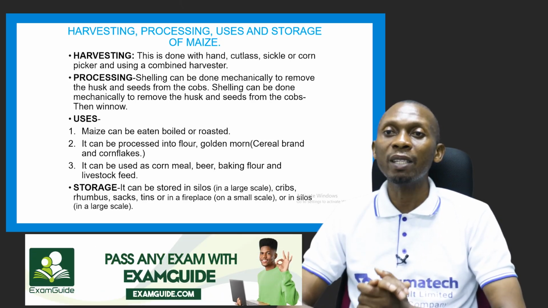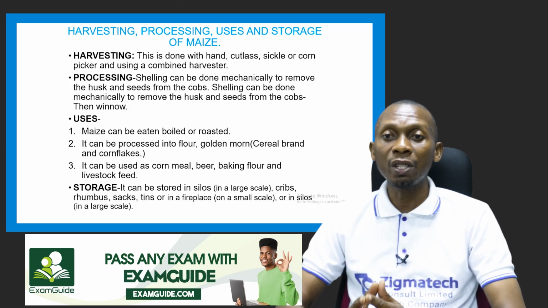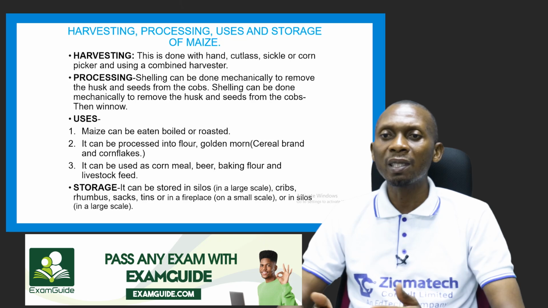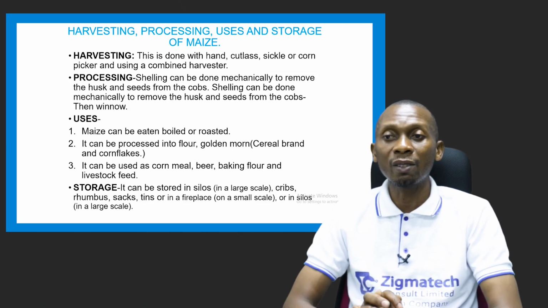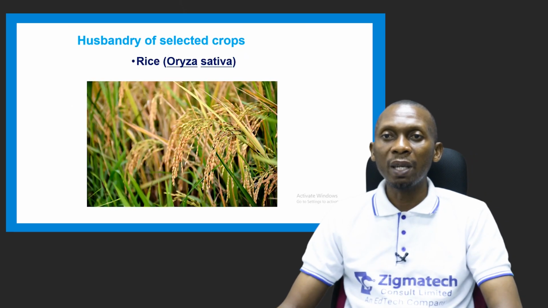Now, how is maize stored? It can be stored in silos, if it's produced on a large scale, and also in cribs, rumbles, sacks, tins, or even in a fireplace on a small scale. That's a way we can store maize.